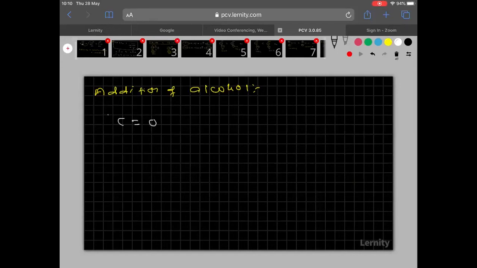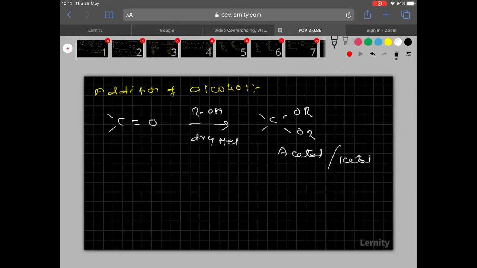So here, carbonyl group. Clear? Carbonyl group when treated with alcohol, here also in presence of dry HCl only. Is it clear, everyone? Then what is the product formed? See clearly. So here one OR, here also you will get one OR. So what is the name of the product? Acetal. Okay, if you use ketone, the name of the product will be ketal. If you use aldehyde, the name of the product will be acetal.